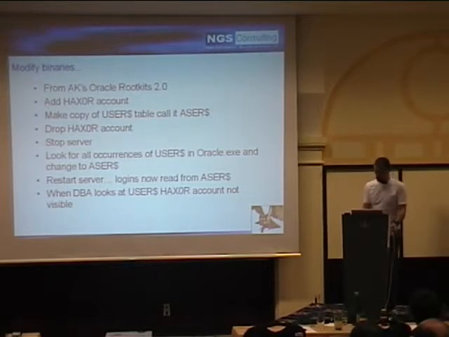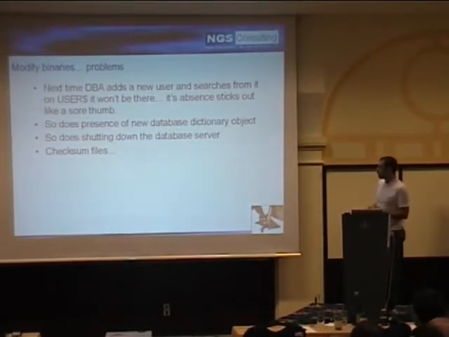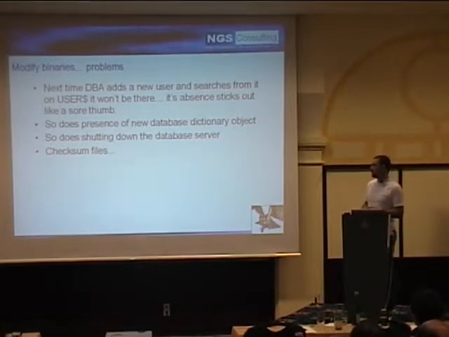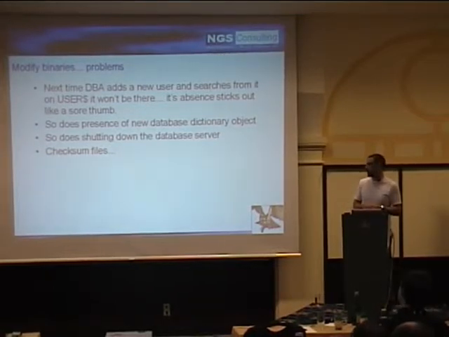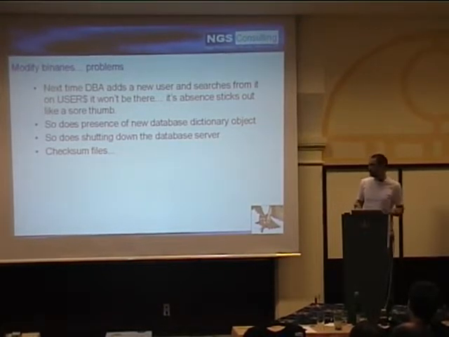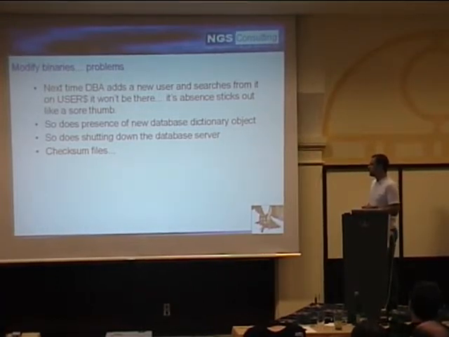Well, there's a lot of hoops to jump through there, obviously. But one of the obvious reasons this will be easily spottable is the next time the DBA adds a new user account and does a regular check on user$, he'll think, wait a minute, I just added an account. Where is that account? It's not showing in the user table. It sticks out like a sore thumb, as does the presence of a new data dictionary object, as does shutting down and restarting the database server. If your DBAs don't notice that, you should fire them and get new DBAs. And of course, we can check some of the OS files themselves.